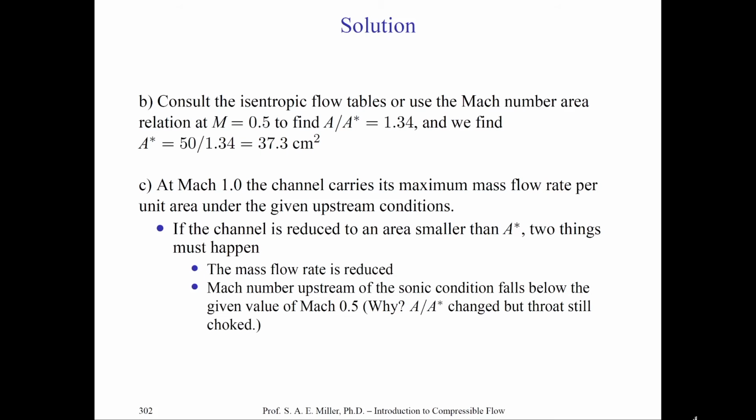We then can find A sup star will be 50, because we have 50 centimeters squared over 1.34, which is the area of 37.3 centimeters squared. That's wonderful. So we found the cross-sectional area to choke the flow. The original flow at Mach 0.5 had a cross-sectional area of 50 centimeters squared. The choked area is 37.3 centimeters squared.